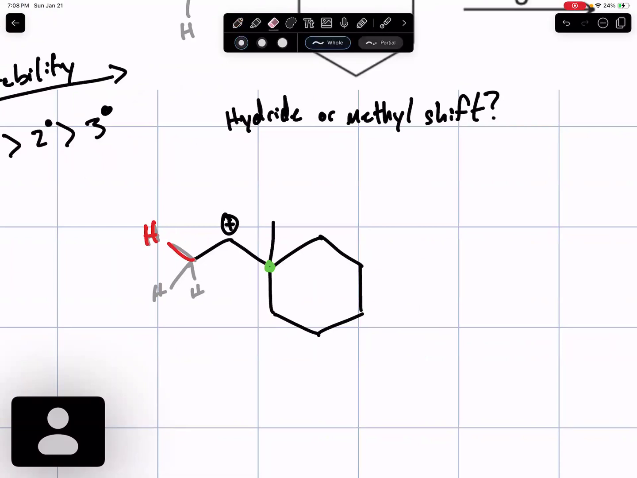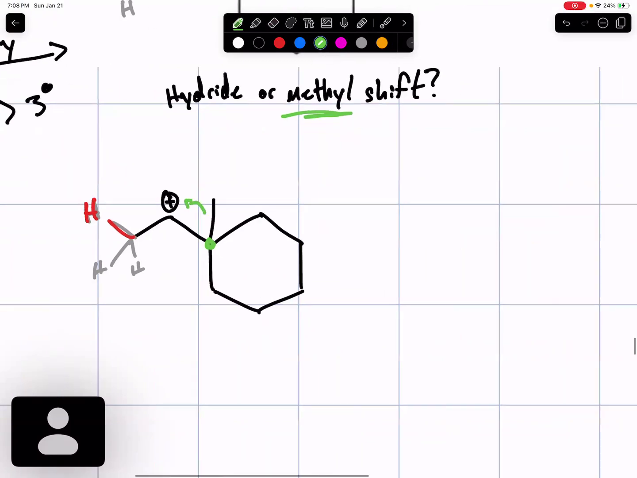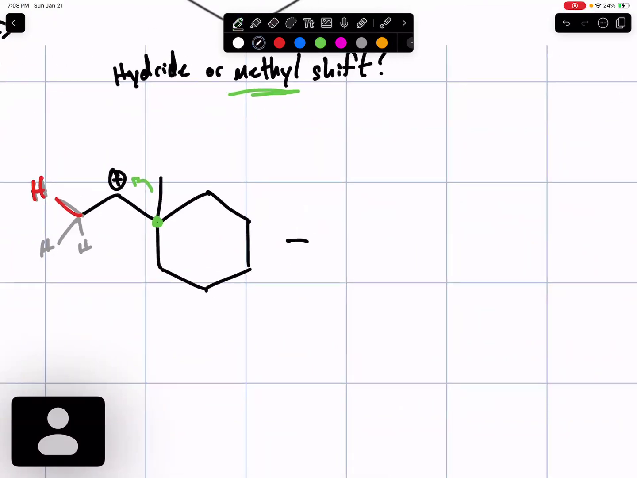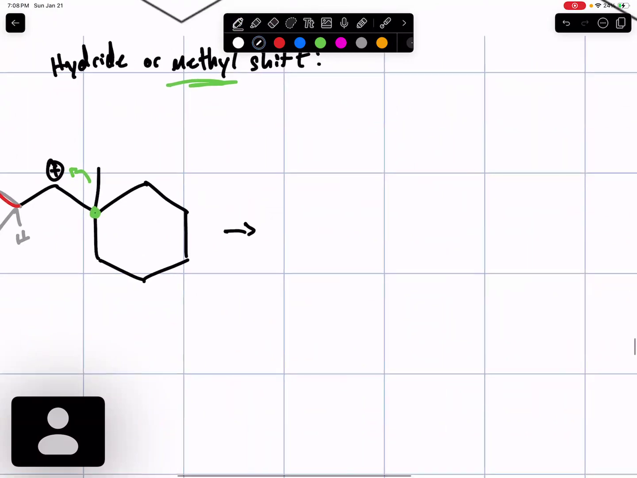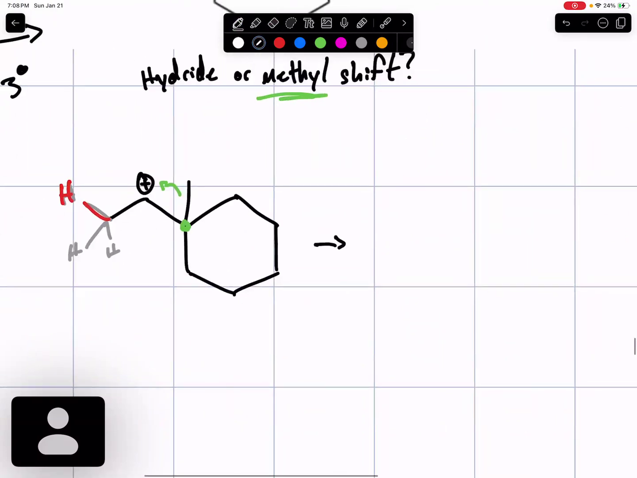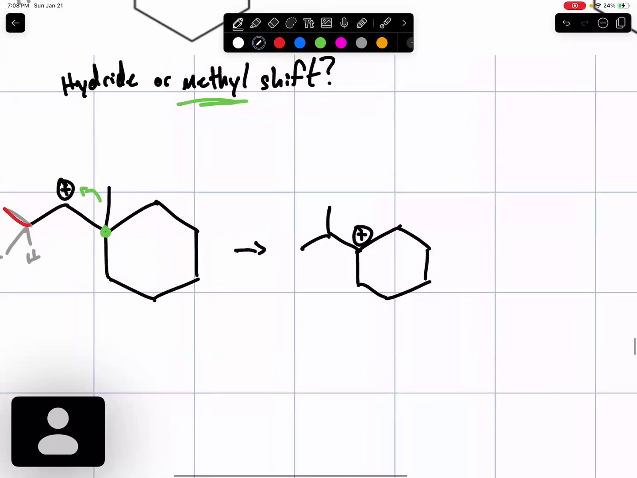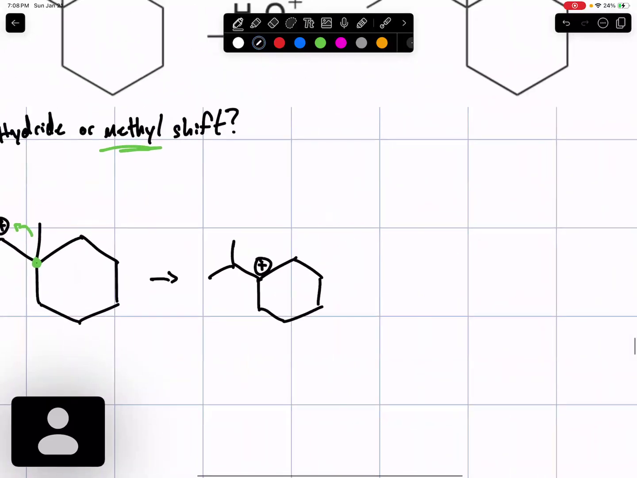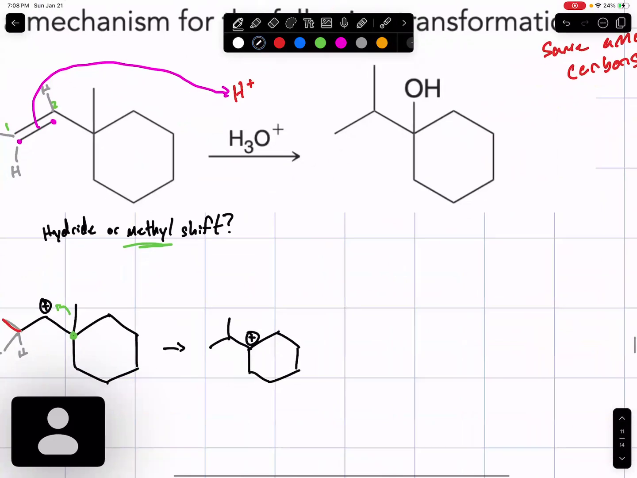So Joseph, correct. You will do a methyl shift. We're going to shift this methyl over. All right, let's draw that now. Once we shift that methyl over, we get this position. Now the positive charge is here. Cool. Are we almost to our product?